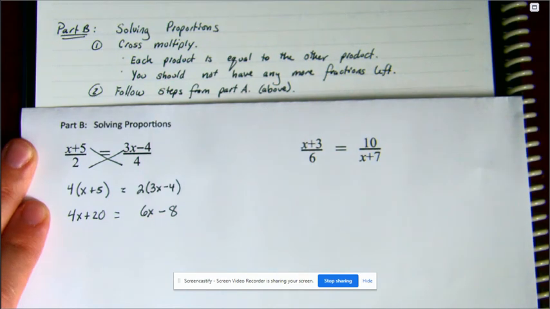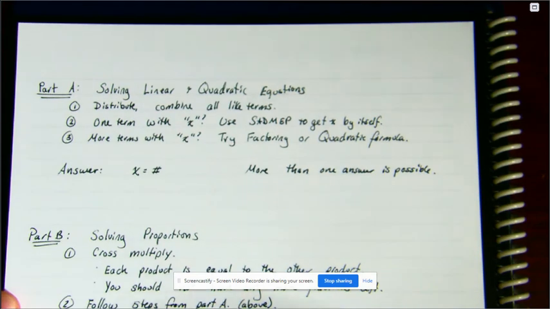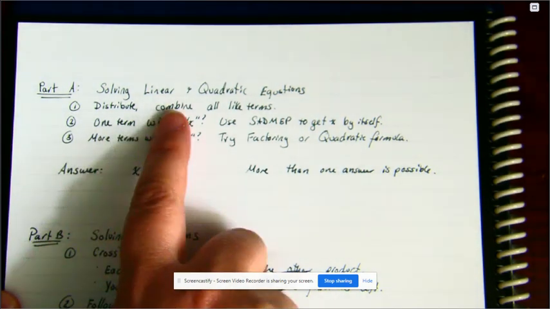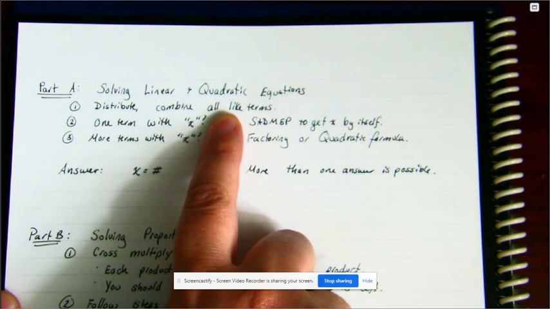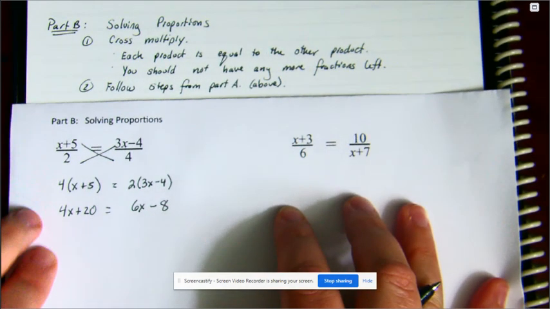And once you're done with that, you basically have one of the equations that we saw in part A. So we're talking about all the directions up here. We're going to start to distribute and combine all of our like terms and decide if we have a linear or a quadratic equation and continue to solve using those steps.